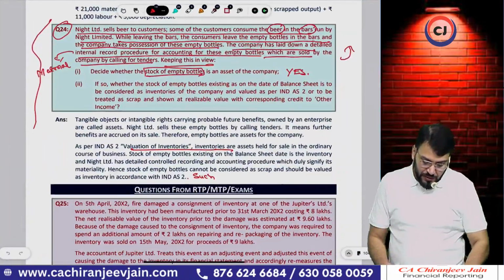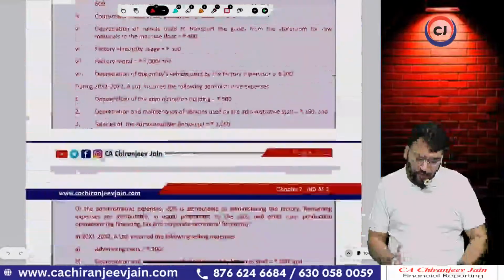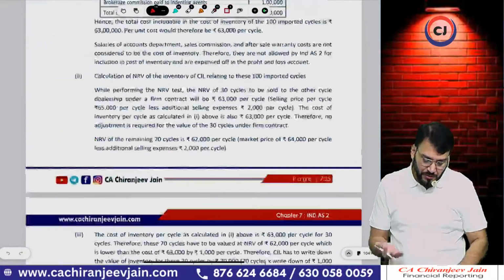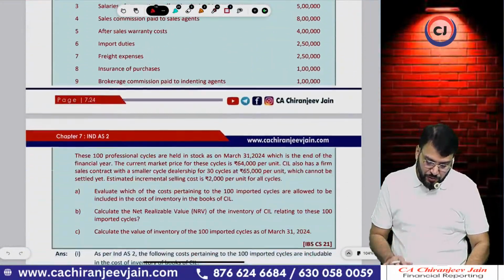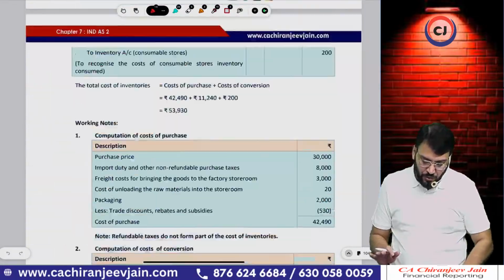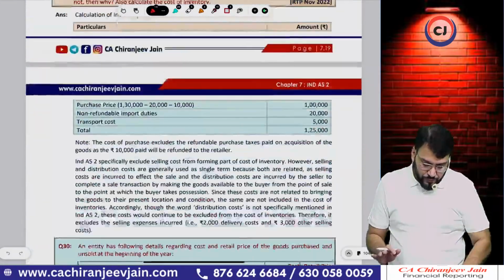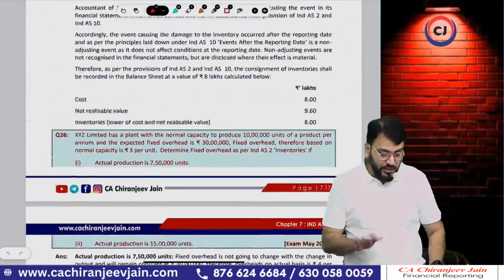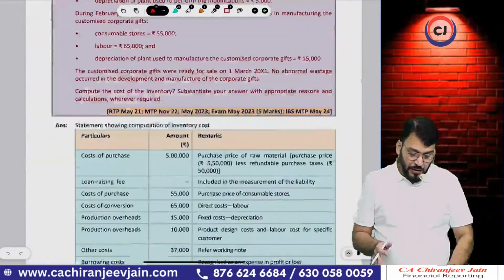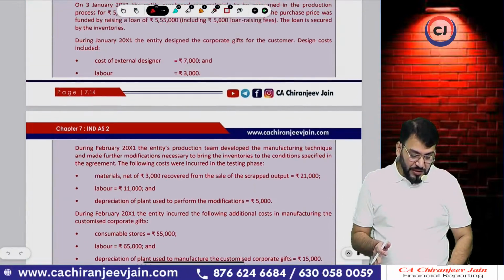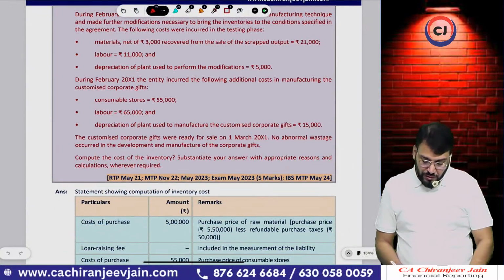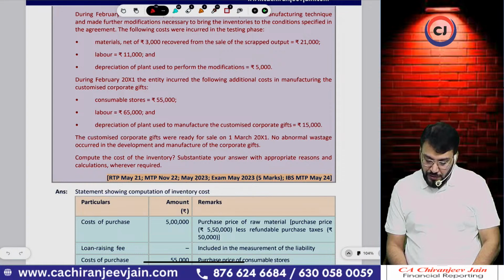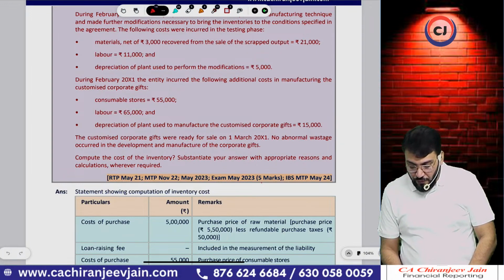Correct? There is one very simple question asked in the exam. I just want to show that this type of question they also ask in the exam. So you will be able to understand that yes, from this chapter also they are asking questions. It does not mean that from this topic they will not ask questions. You can see RTP one time, then MTP two times, then the exam for 5 marks.